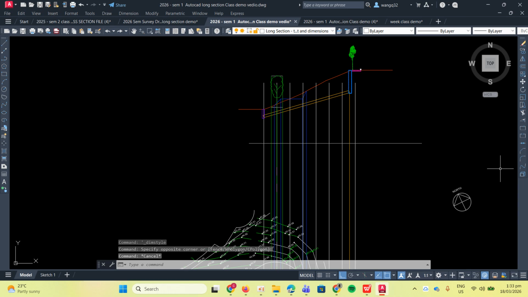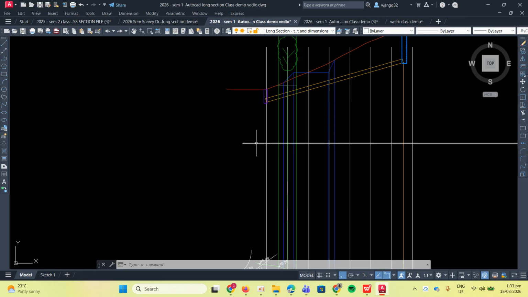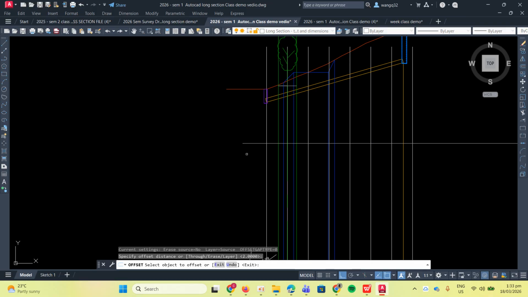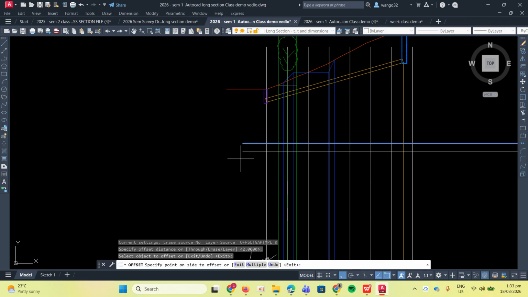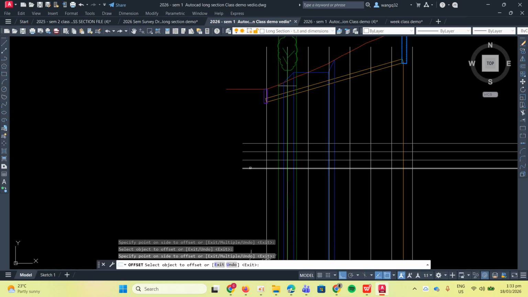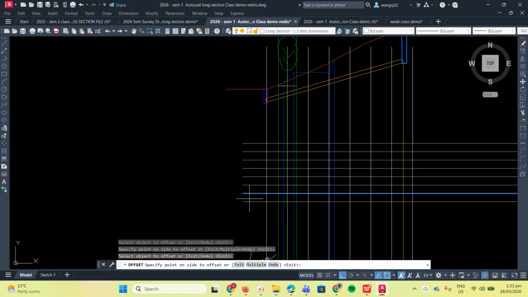Okay, the next step, I'm going to show you how to do the tables. We start from our HAD, which is we set up 35 meters. Now we're going to offset our HAD by 2 meters. So offset that by 2 because we need 7 rows in the table. So now we have 1, 2, 3, 4, 5, 6, 7.